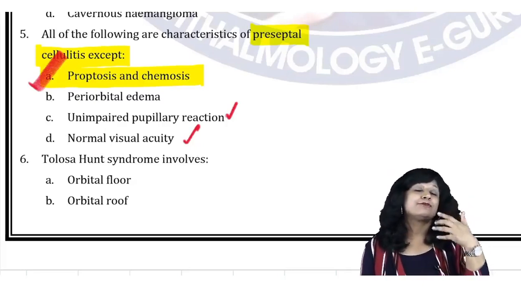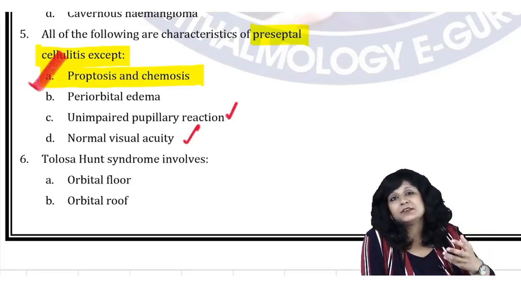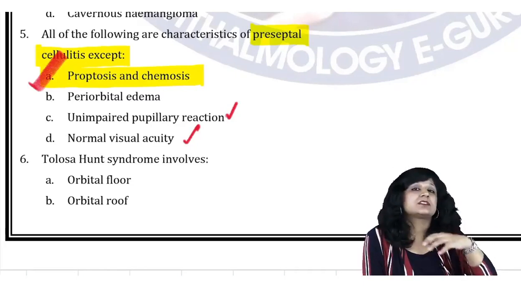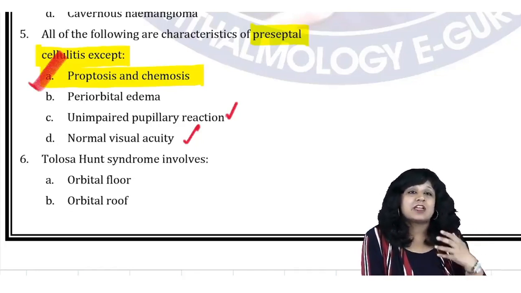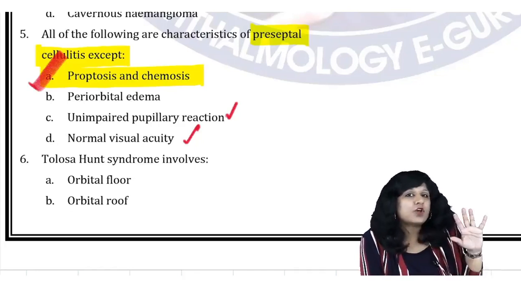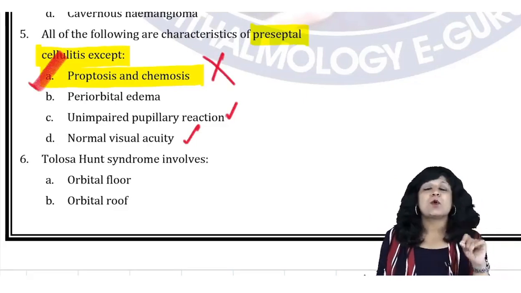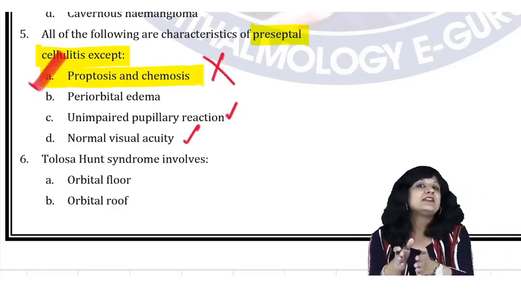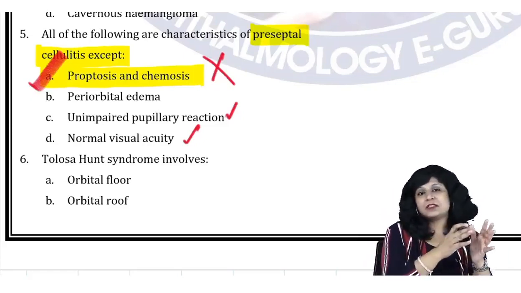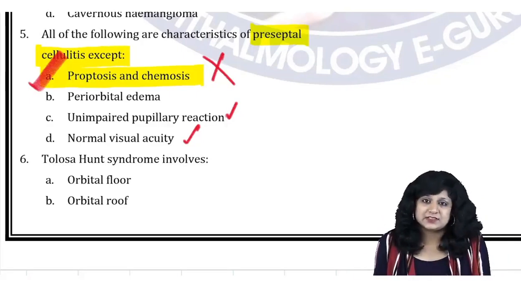I will not have the frank picture that I get in orbital cellulitis, like proptosis, chemosis, conjunctival injection, and prostration. Those things are not found. So obviously, I will not get proptosis and chemosis in cases of preseptal cellulitis. That is the main differentiating feature between preseptal cellulitis and orbital cellulitis. Alright.